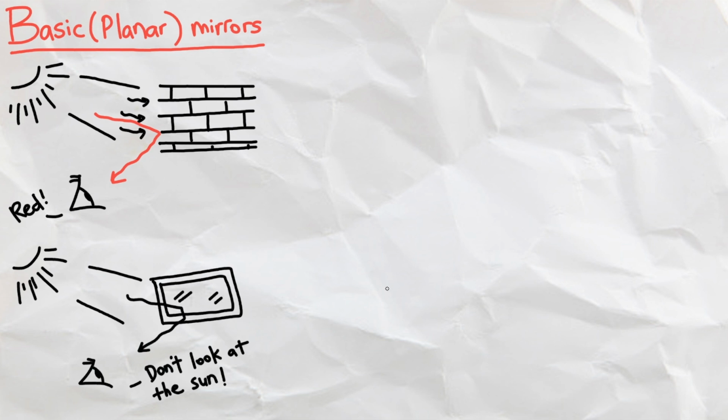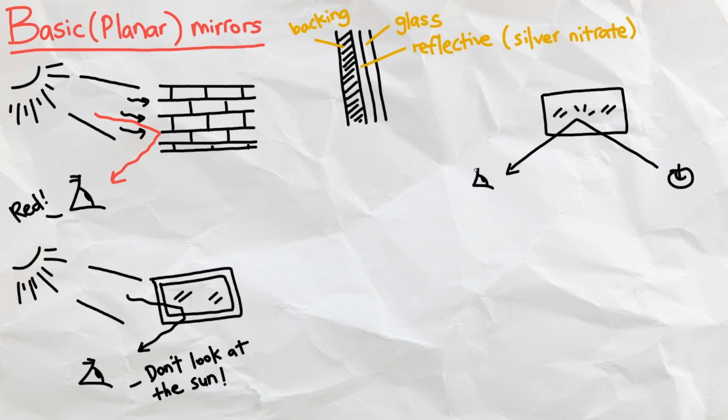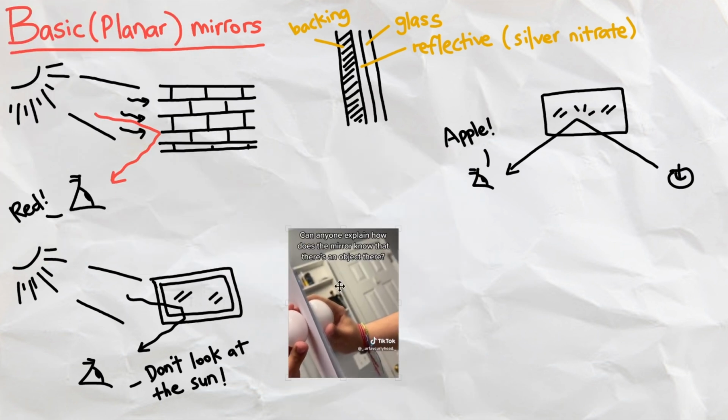allowing us to see everything that was reflected. A simple mirror is made of a glass at the front, a reflective material, often silver nitrate, below it, and a backing to prevent light from breaking through. According to the law of reflection, the angle at which the light hits the surface will be the same as the angle reflecting off. So, if we look at a mirror from this angle, we would see everything here.